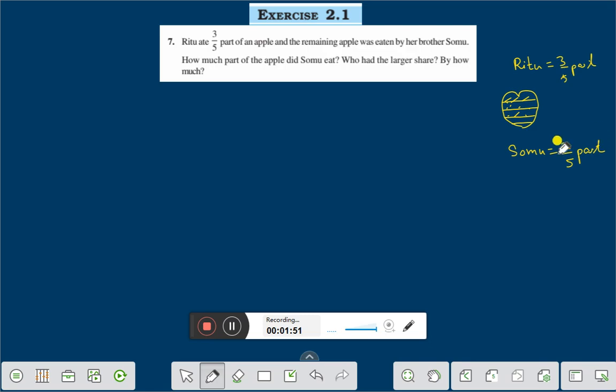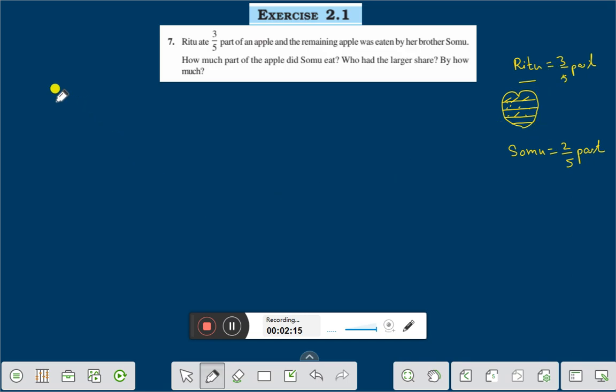Now the question is, who had the larger share? Here you see that out of 5 parts, Ritu ate 3 parts, and out of 5 parts, Shomu ate 2 parts. Therefore, Ritu ate more parts, right? Therefore, who had the larger share? Ritu had the larger share. And by how much? You have to subtract the part of Shomu from Ritu's part, right?